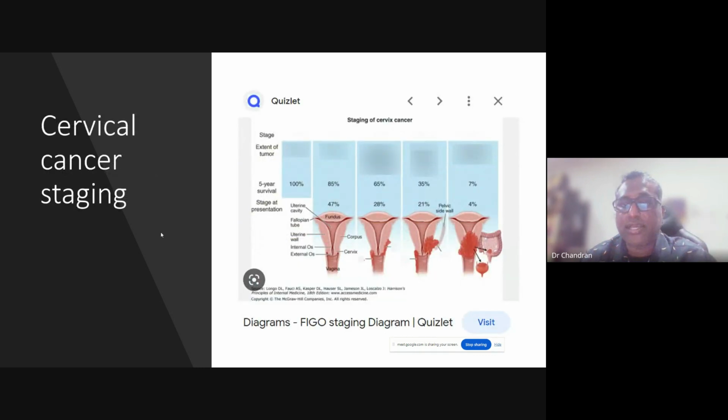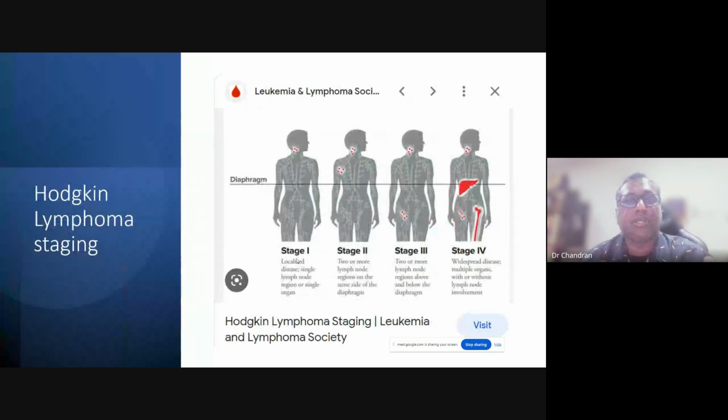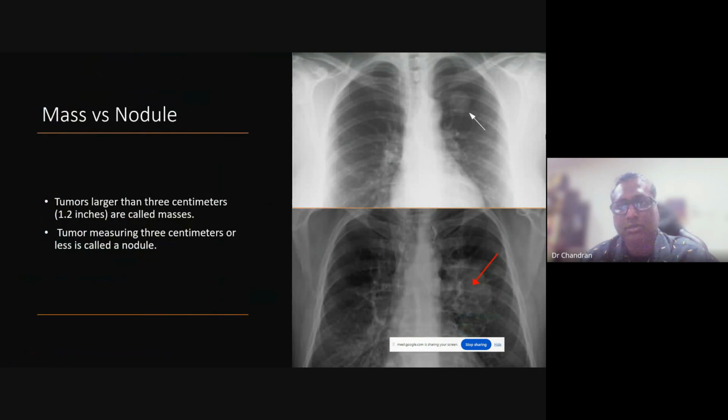So for cervical cancer, they have other staging. When you talk about lymphomas, they have other staging. So again, I'm telling you that not all stagings are the same. So do not get confused with stages between tumors, right? For lungs, we normally use TNM. Okay. So the next query is that when you look at the report, you look at this word called mass.